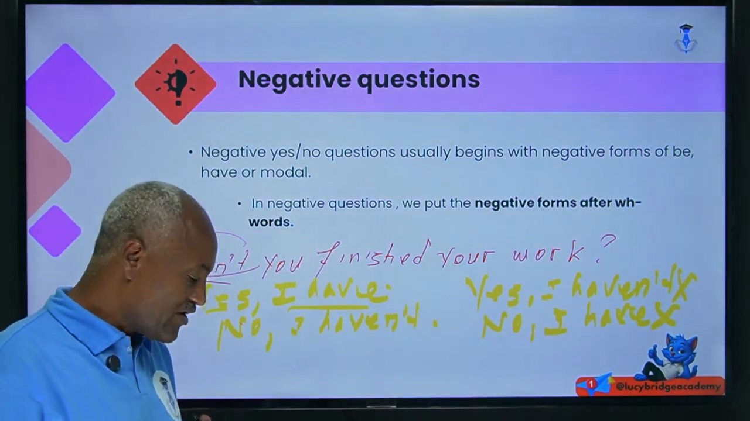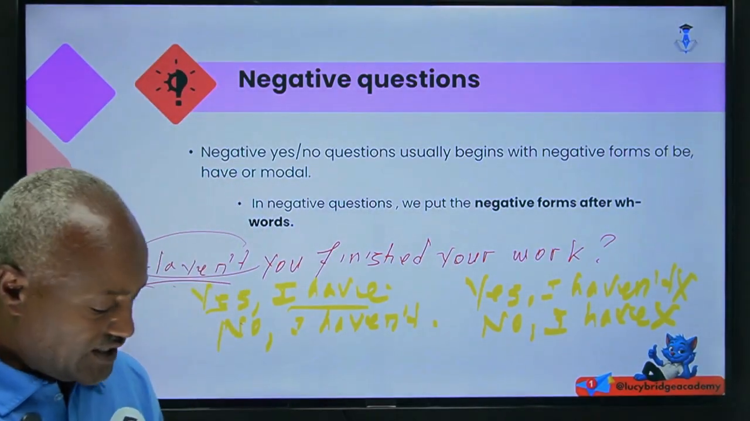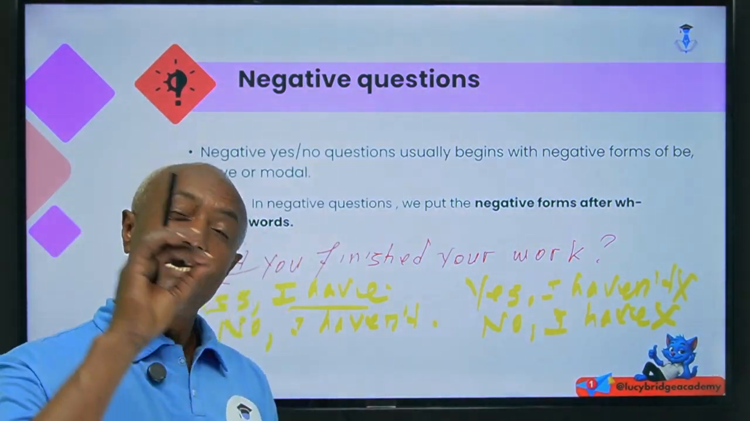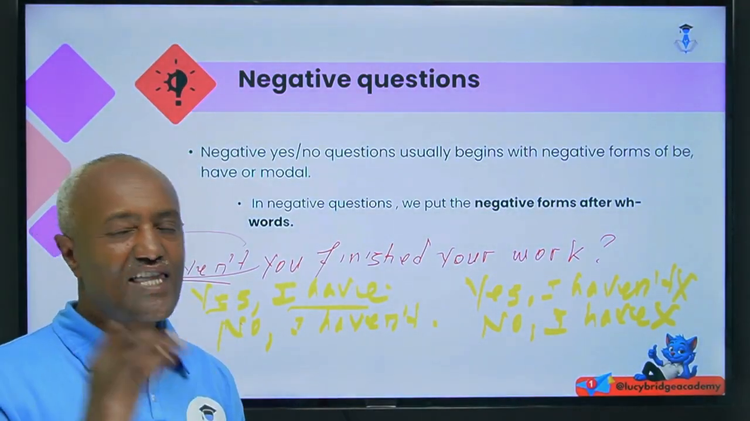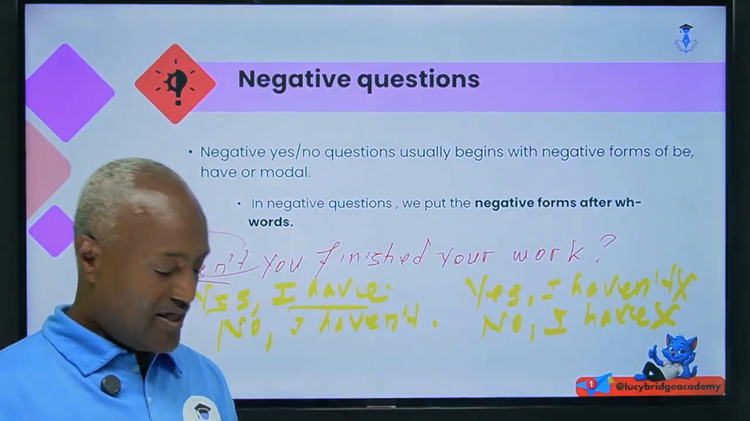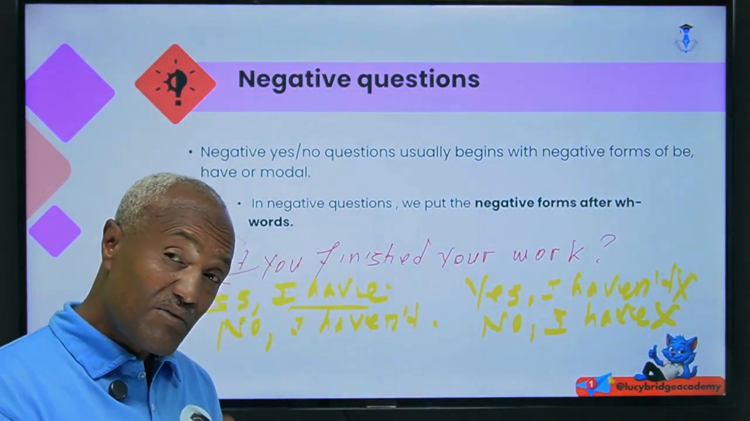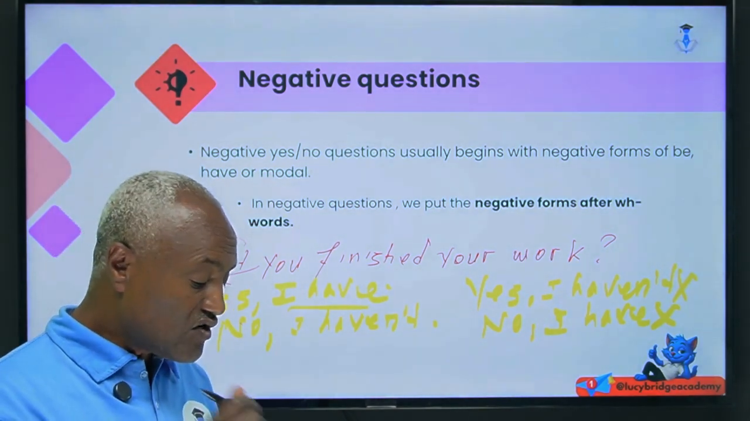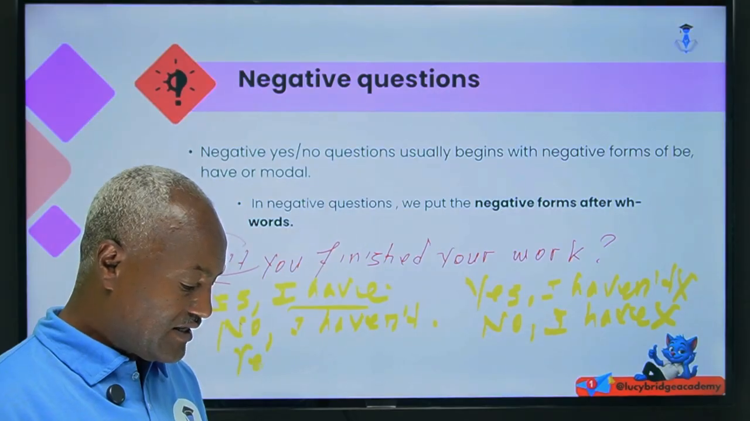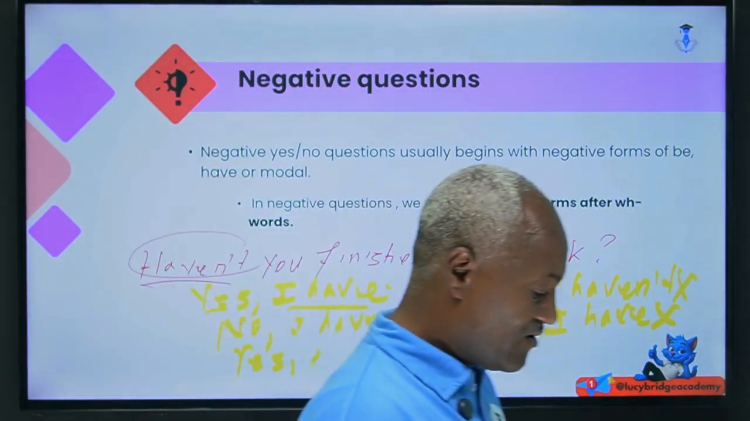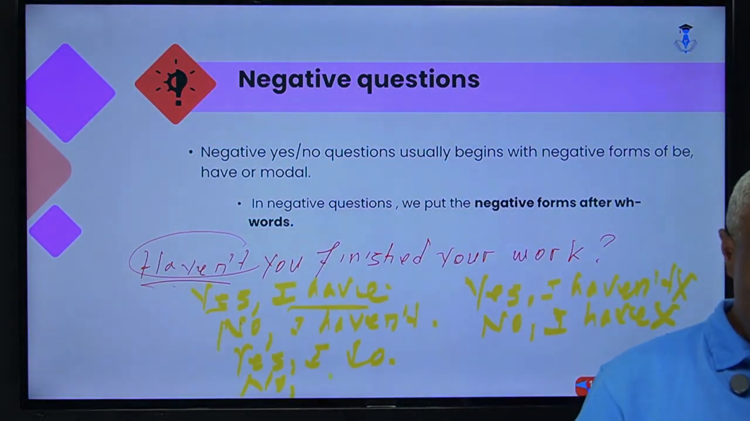The other important point that I need to tell you is that when you provide a response for this, you use the auxiliary verb with which the question is raised. That means, for instance, if the question is raised with have, then the answer must be with have. You don't say, for instance, in the alternative, yes, I do, no, I do not.